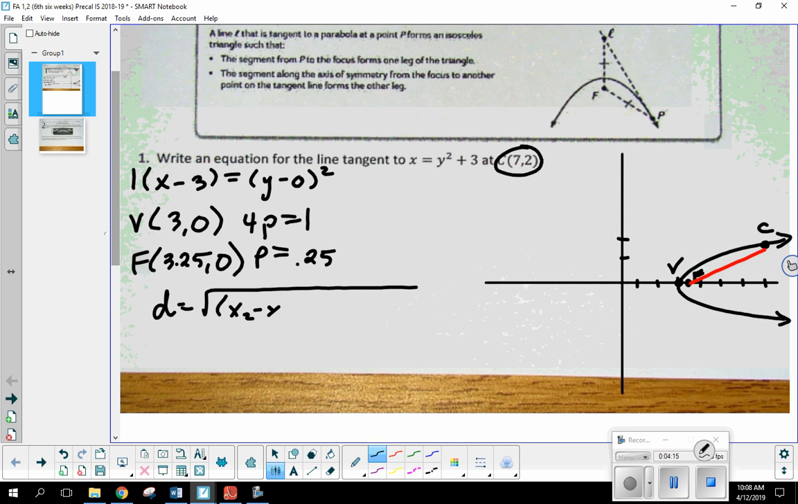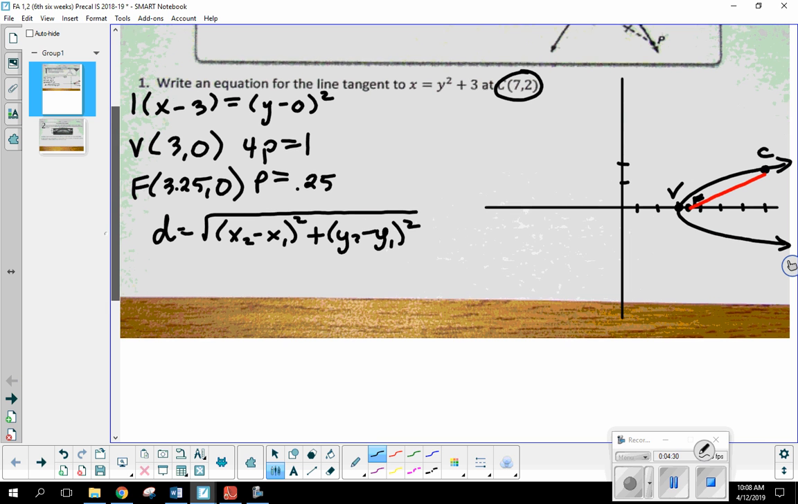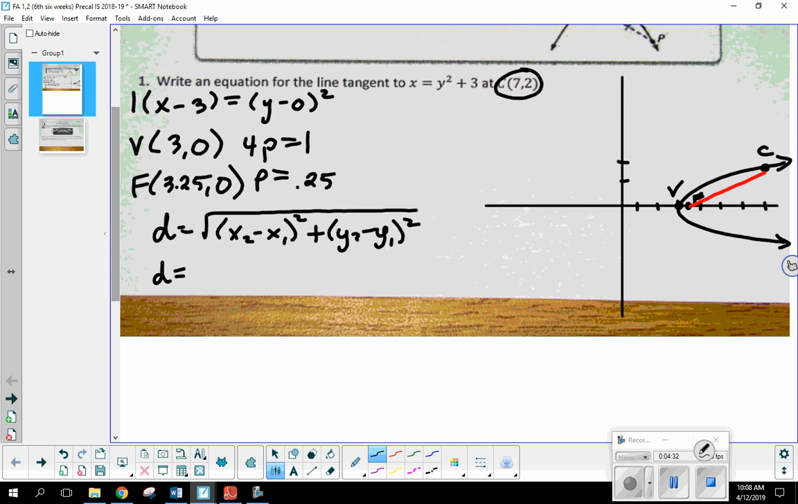x2 minus x1 squared plus y2 minus y1 squared. Okay. Now I want to find the distance between the point C and the point F that we just found. Well, I'm just going to start plugging in some values. The difference of the x's, that would be 7 minus 3.25 squared, plus the difference of the y's, 2 minus 0 is 2, and then I'd square that, so what do I get? 4. So I'm just going to put 4 there instead of writing out the value.